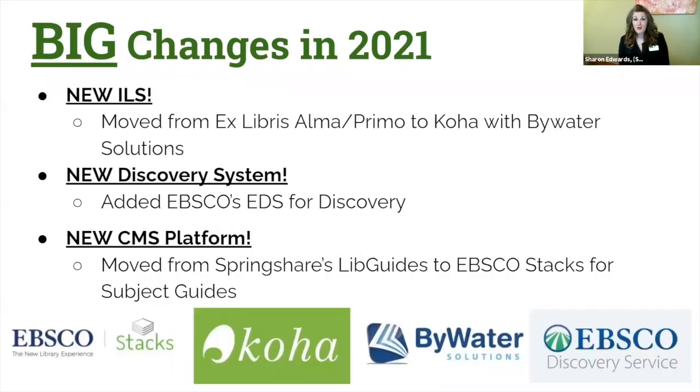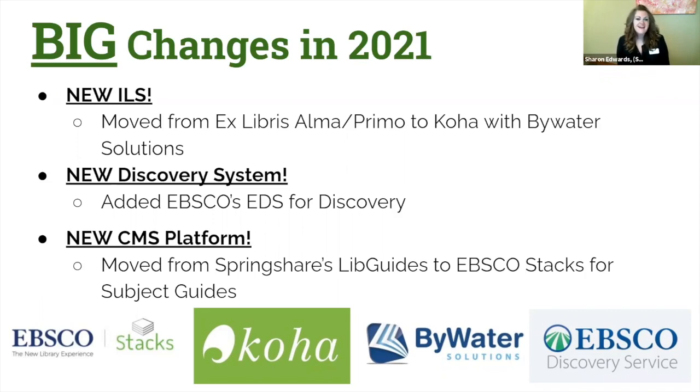And then for the fall of 2021, actually July 1, we had a new ILS. Our contract ran out with this consortium that we were in with 4 other schools. There were 5 total in Tennessee, with Alma Primo. And I just didn't like the way the consortium was configured. And I wanted autonomy. And so we contracted with Bywater for Koha, and that migration went so smooth. Like it was nothing, no hair pulling, no tears. It was fantastic.